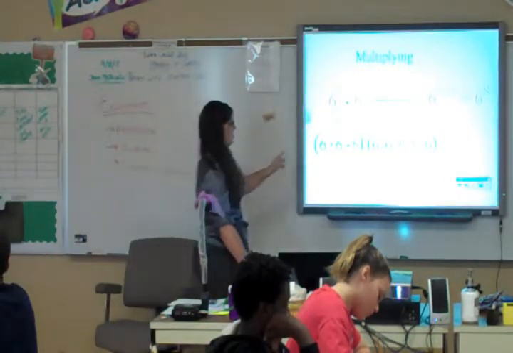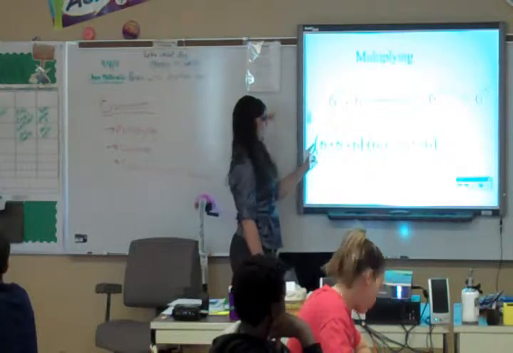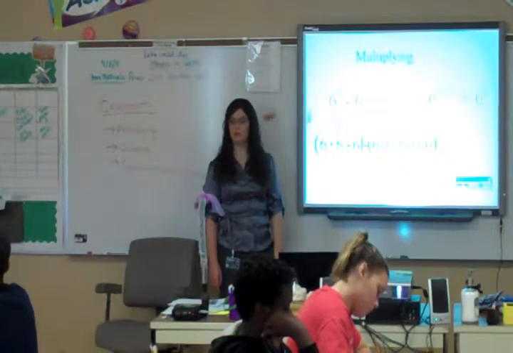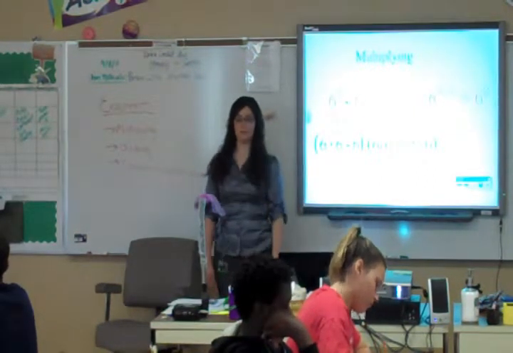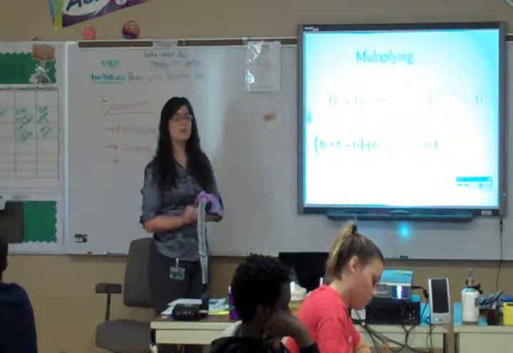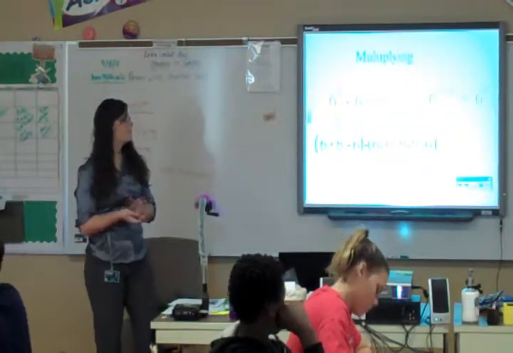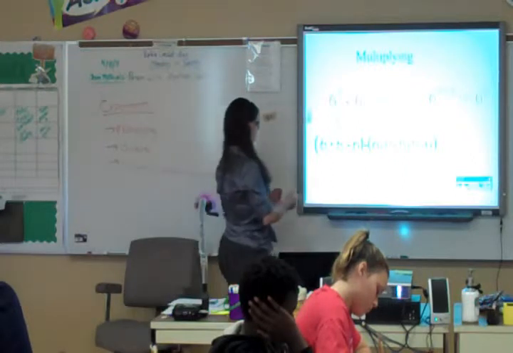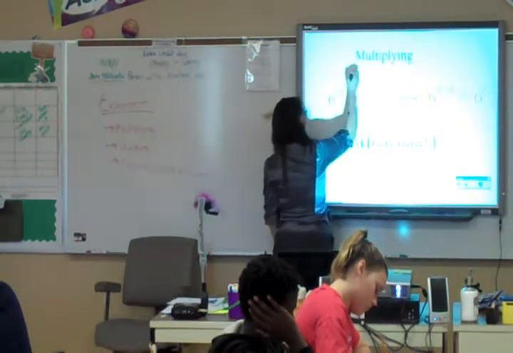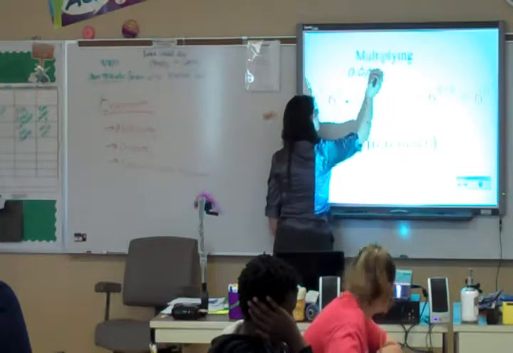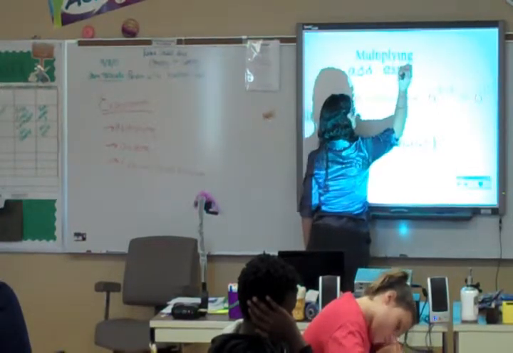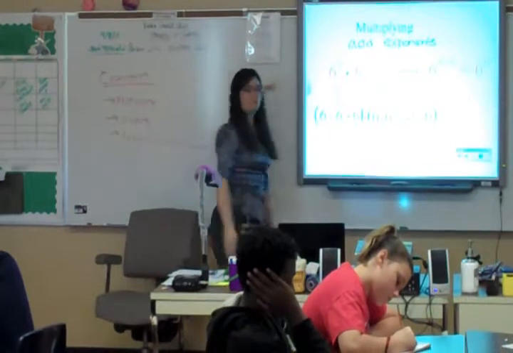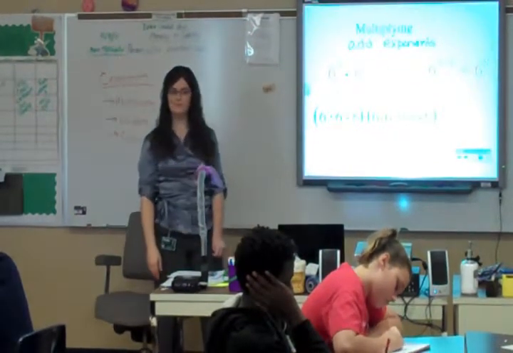If you need to, you can expand them and just count it. 1, 2, 3, 4, 5, 6, 7, 8. That is another way of doing it. Okay? Do you have any questions on what to do with that? Okay, on your piece of paper, make sure you write down: when multiplying, you add exponents. Any questions on that? No? Alright.